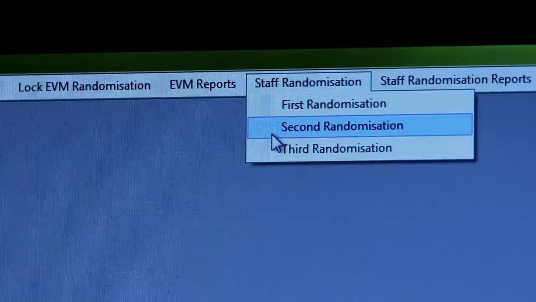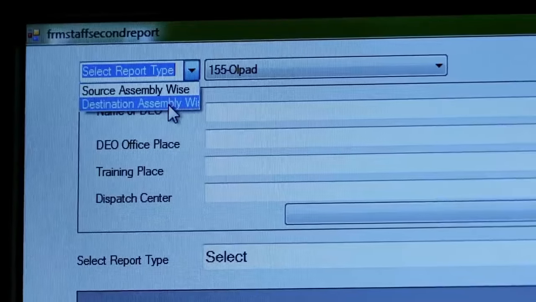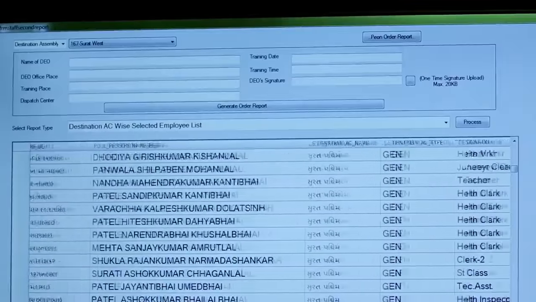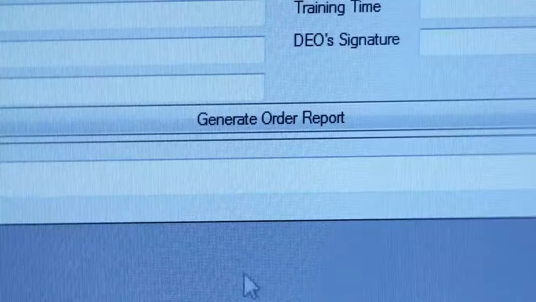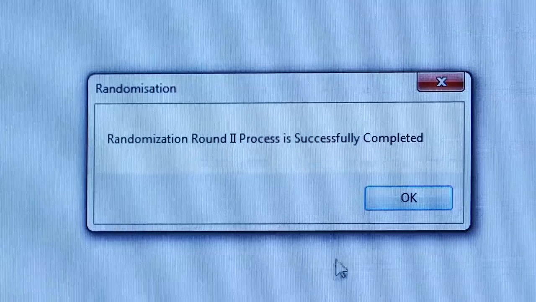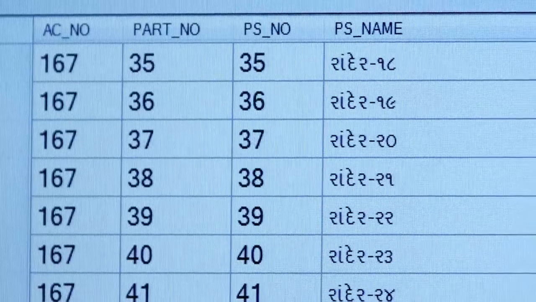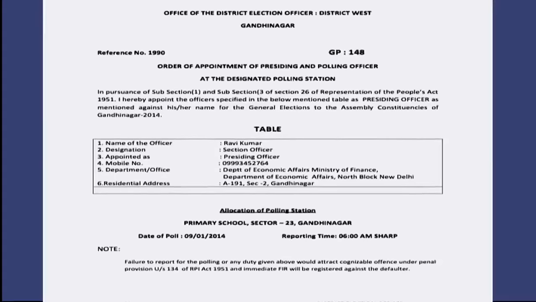Polling parties are formed at the second stage of randomization, which happens 6 or 7 days before the polls. The AC gets revealed at this stage, but the actual polling station or PS is still not known. This stage requires the presence of observers. The third stage of randomization happens close to the dispersal of the polling parties, where they are randomly allocated polling stations. Once again, under the watchful eyes of an observer.